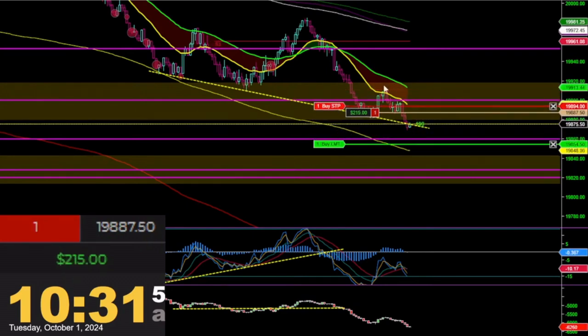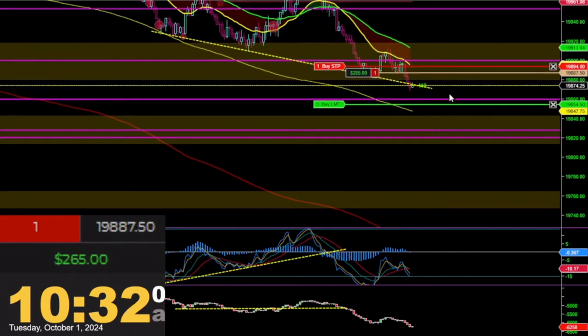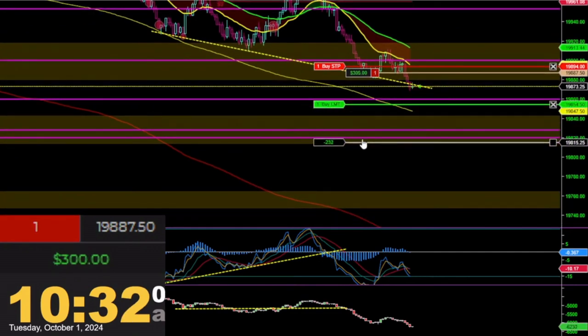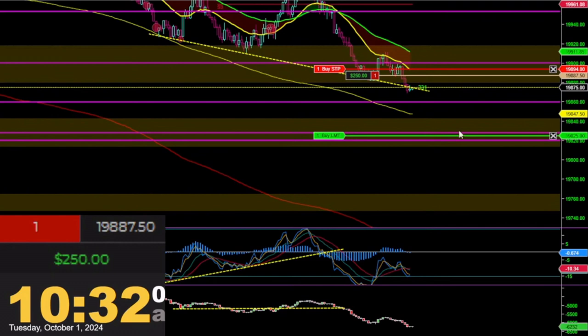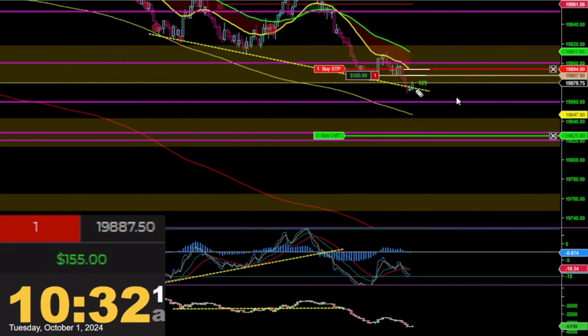It really took one of my targets out immediately, so that way I minimize my risk just in case it decides to come back up. Now I'm watching the market again. The risk is minimal, not really that much.